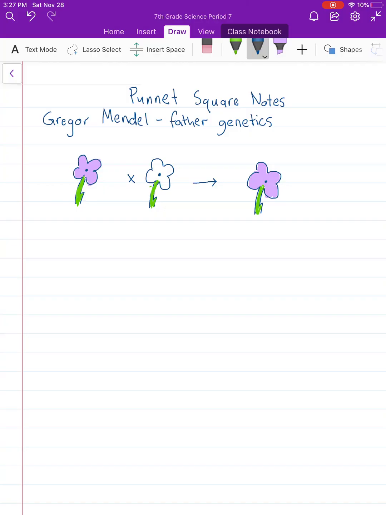Now let's talk about some of his vocabulary. This is the P generation, and P stands for pure parents. So we have a pure purple crossed with a pure white parent, and that generation yields what we call the F1 generation. And this was 100% purple.